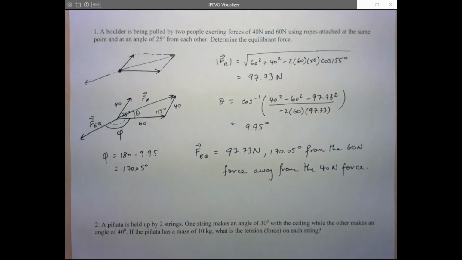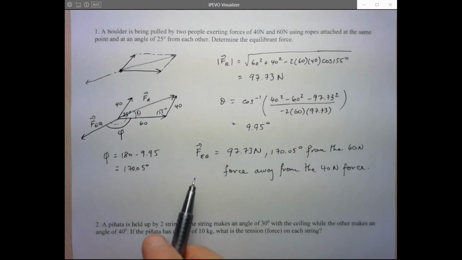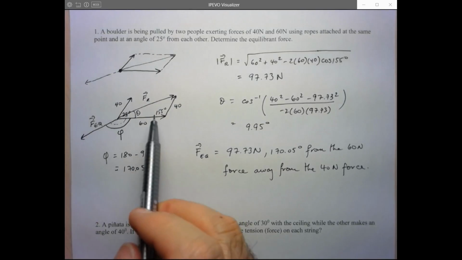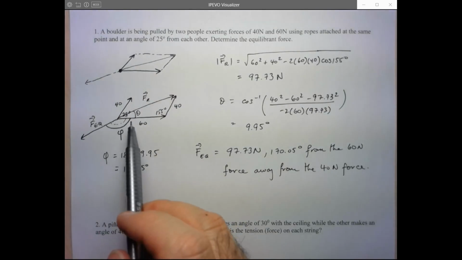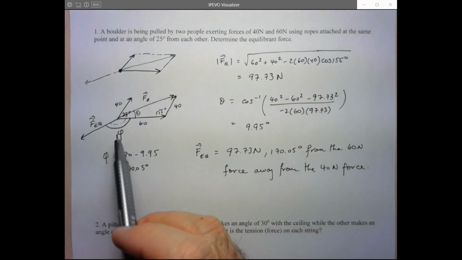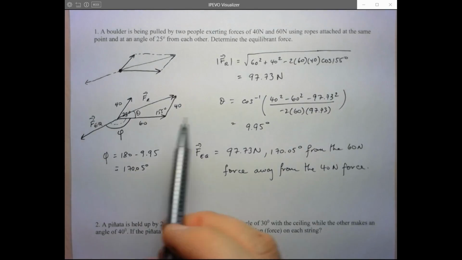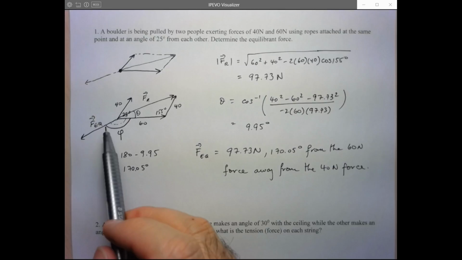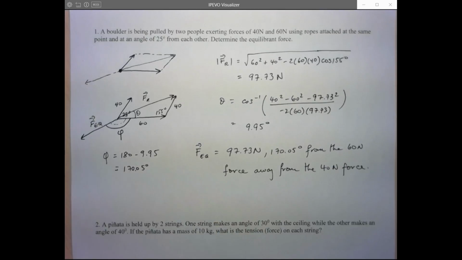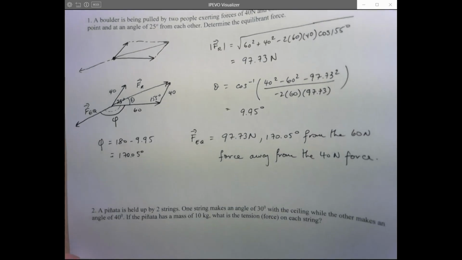All right, so just to recap this one here, step number one was to find that resultant force, using what we know about working with vectors given tail to tail when we're adding them up, but then remembering that the equilibrant force was going to be equal and opposite to that resultant force. Okay, so let's move on to the next one.